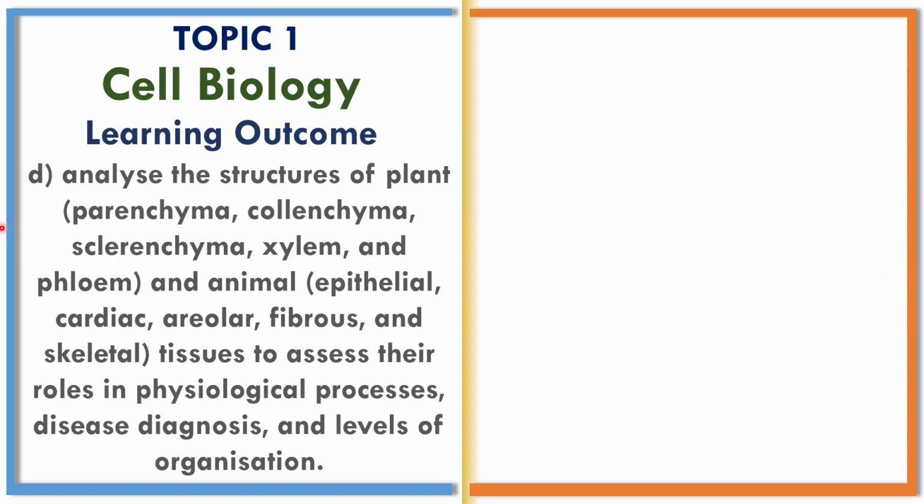Our learning outcome D. Analyze the structures of plant: parenchyma, collenchyma, sclerenchyma, xylem and phloem; and animal: epithelial, cardiac, areolar, fibrous and skeletal tissues, to assess their roles in physiological processes, disease diagnosis, and levels of organization.